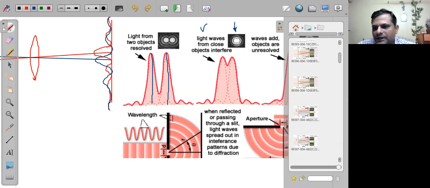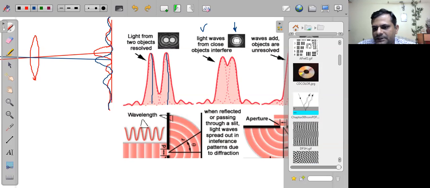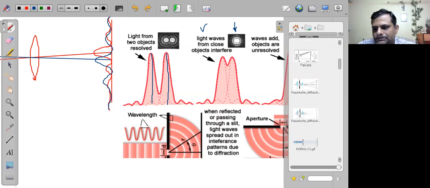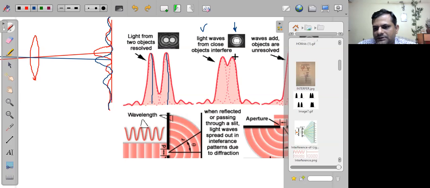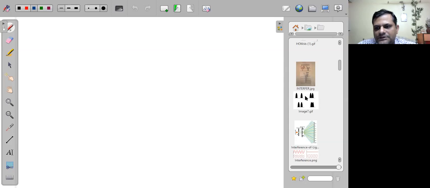Remember, I have one more diagram of the same type. Let us see it in the next page.